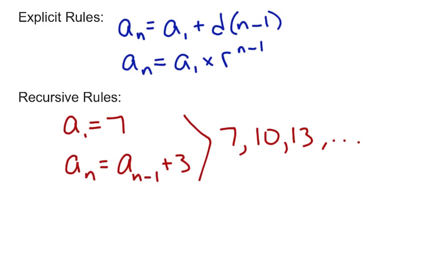The downside is that we have to start somewhere and just keep going. I can't just find the 10th term real quick, because in order to find the 10th term, I need to know what the 9th term is. And to know the 9th term, I need to know the 8th term. I need to go all the way back and start at the first term and work my way up. Whereas with the explicit rules, we can pinpoint one specific term and find that 10th term immediately.